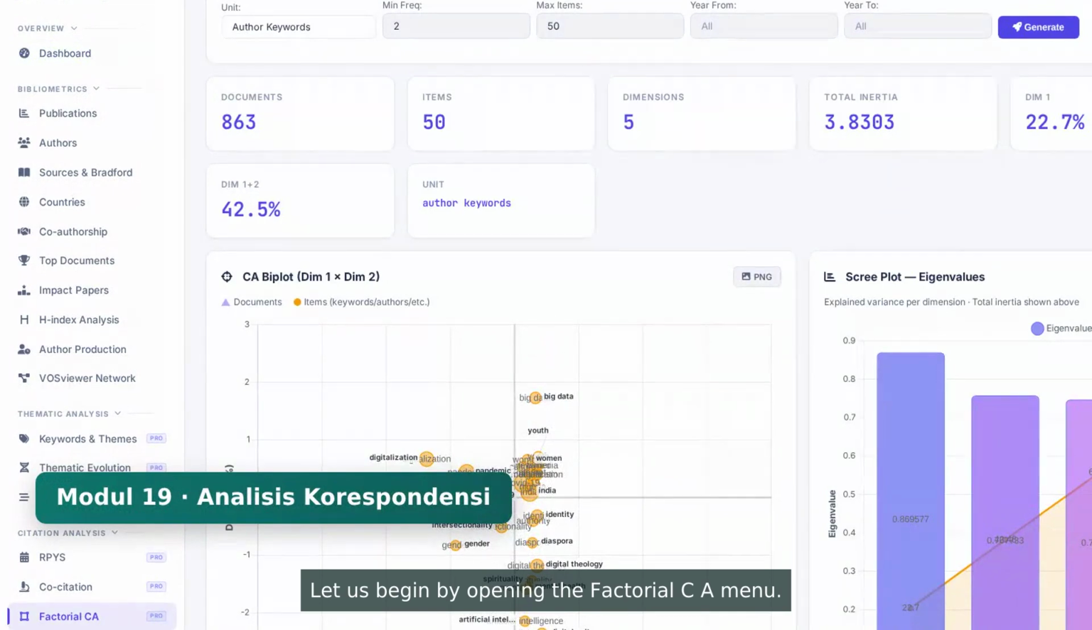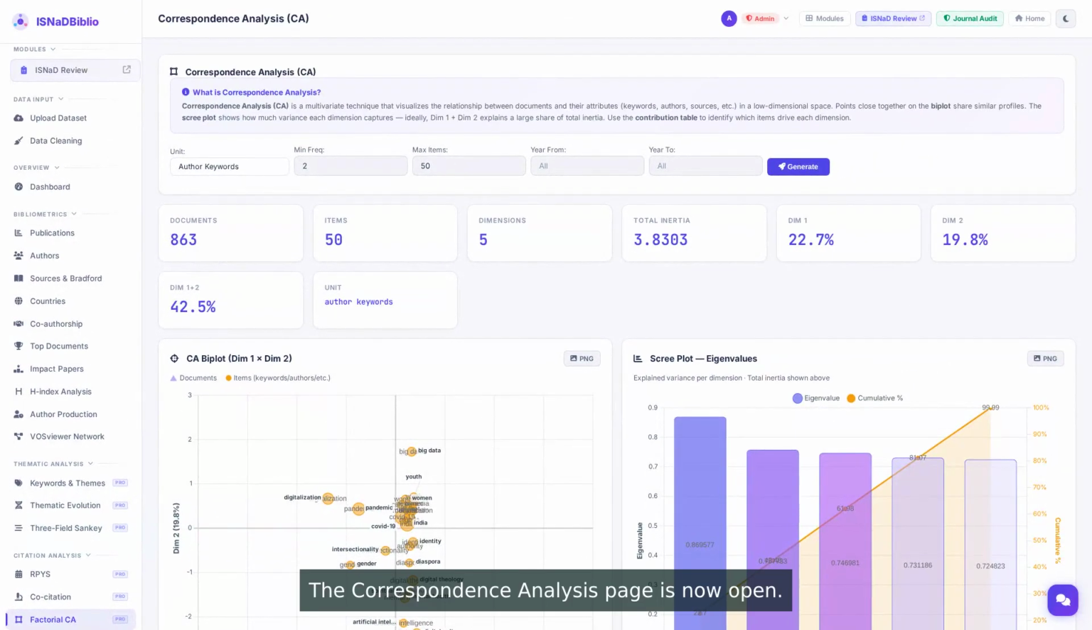Let us begin by opening the Factorial CA menu. The correspondence analysis page is now open.